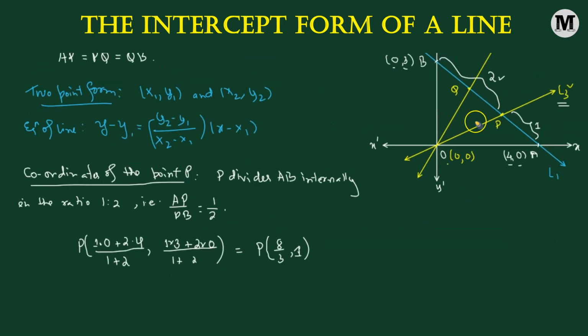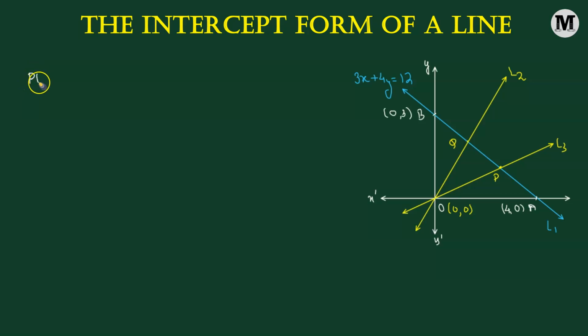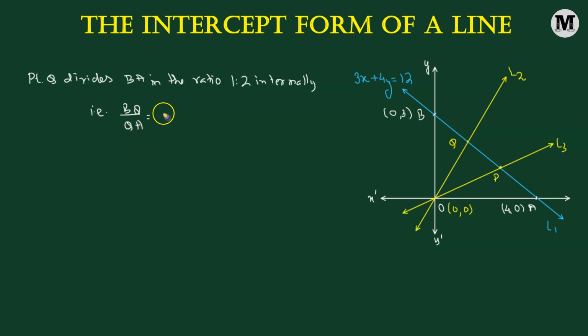Fine. Next task will be to obtain the coordinates of point Q so that we can find the equation of line L2. Let's do that. This time we will consider the point Q. Let's say point Q divides the line segment BA internally in the ratio 1:2. In essence, we are saying that the ratio BQ to QA is 1:2. So let's note it down. That's going to help us in computing the coordinates of point Q.